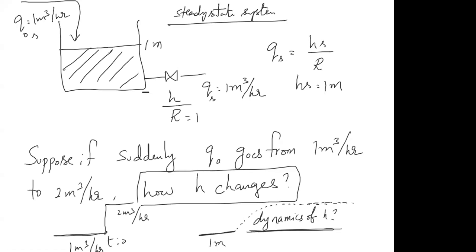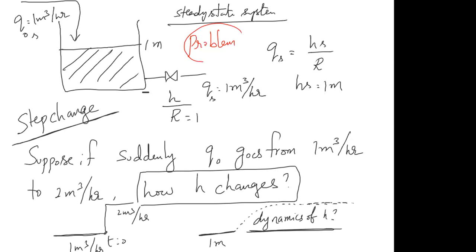This type of input or change is called a step change. That means a parameter suddenly changing from its steady state value to a different value. So let's solve this problem. This is my problem. So how do we solve it?